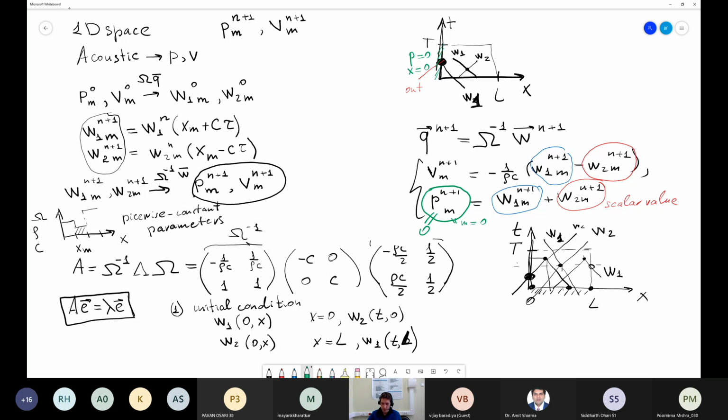So let's calculate v at the position 0 at the next time moment. It is equal to -1 divided by rho c multiplied by the w1 at 0 n plus 1. This value was calculated previously, minus some unknown value, and 0 is equal to the w1 at the point 0 at the next time moment, we know it, plus some unknown value. This is some x, this is some x. They are equal. That's why we can obtain that.